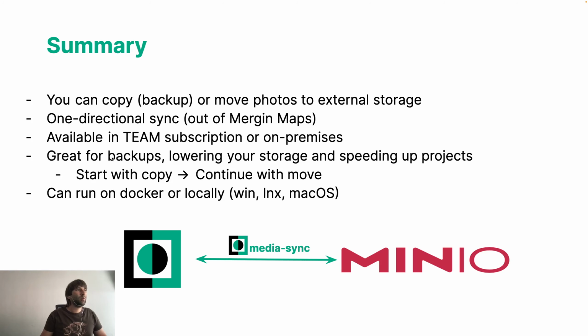So, summary: you can copy, backup or move photos to external storage. It's one directional. The file is going out of Mergin Maps. You need the team subscription on premises to have it. It's great for backups, lowering your storage on Mergin Maps servers, and also speeding up your projects because the files will not need to be downloaded to other devices. Start with copy and continue with move operation, and you can run this locally or in Docker.